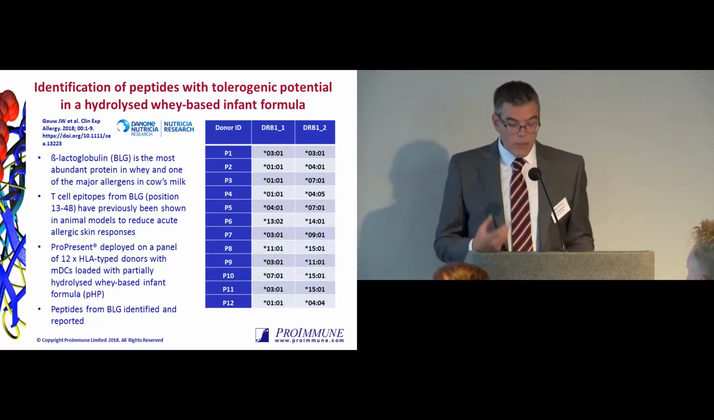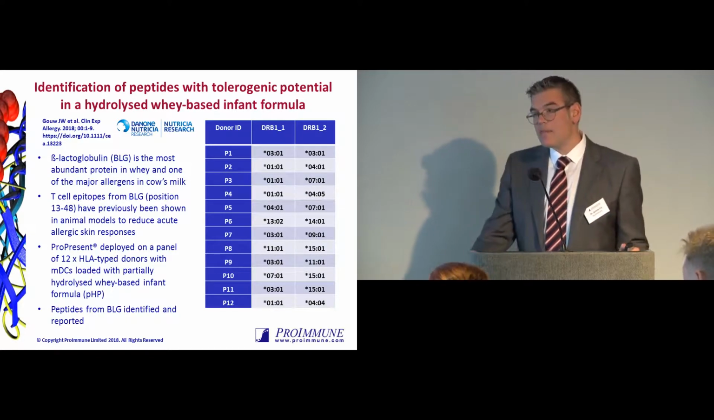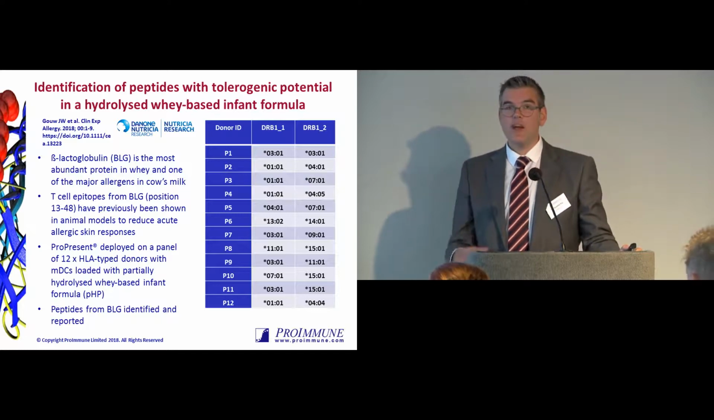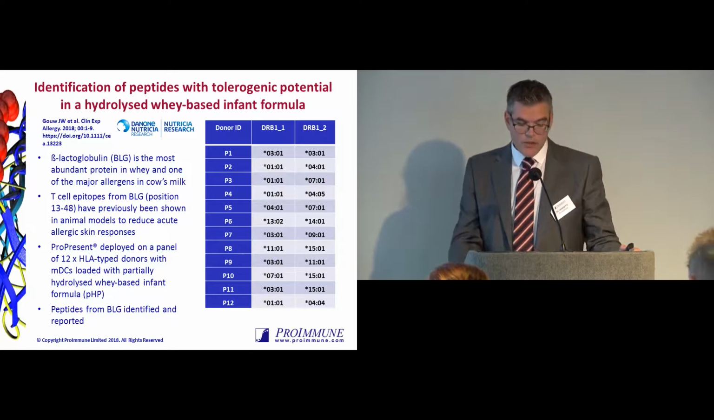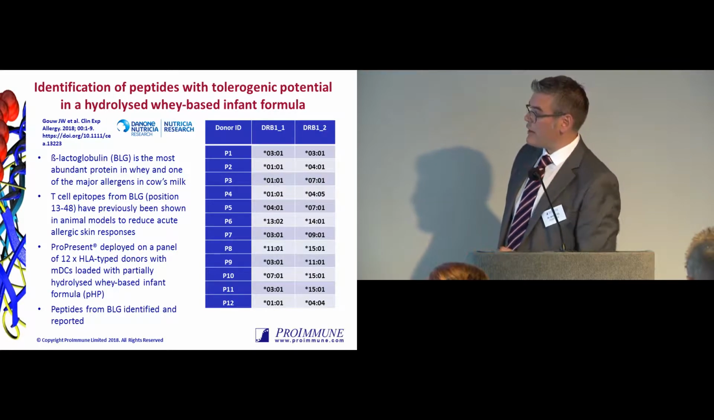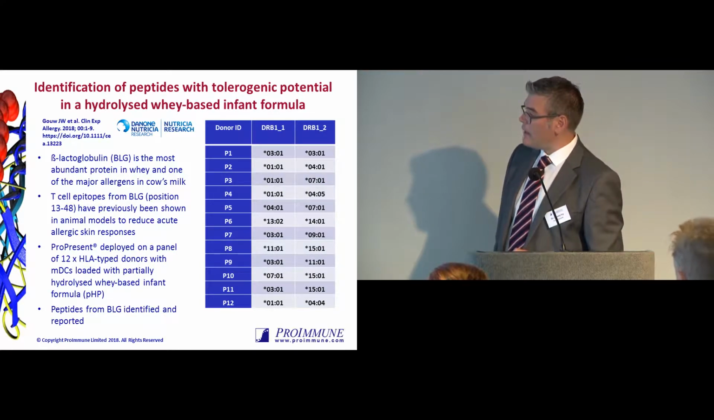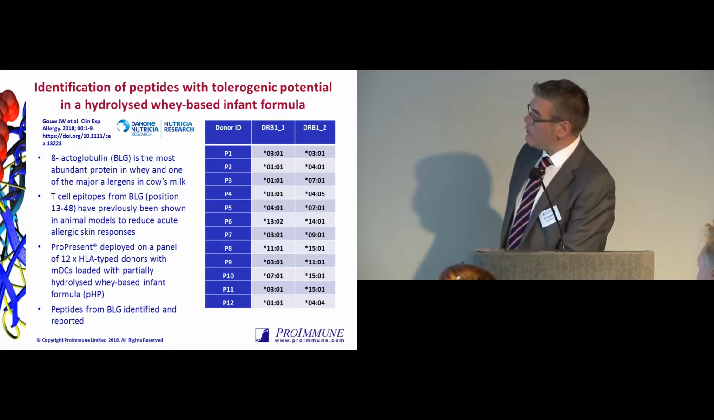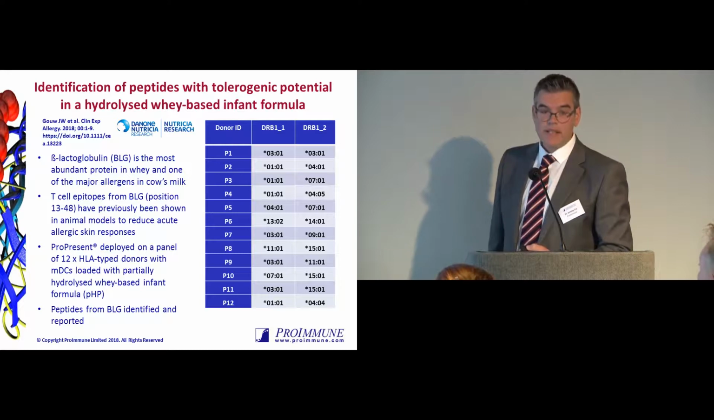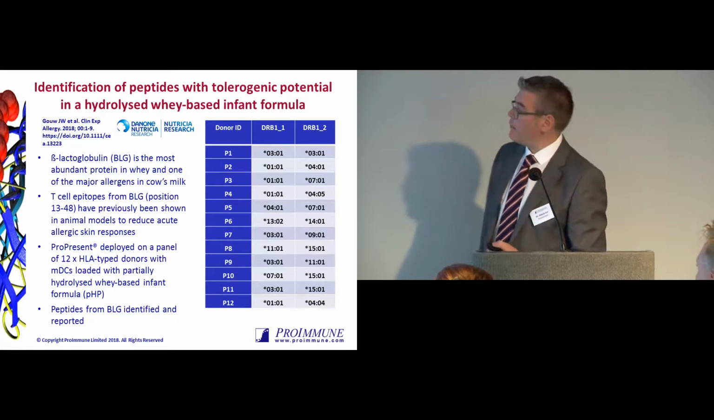But what they wanted to do is to look at hydrolyzed milk formula protein to see which peptides from that protein were being presented. So we performed ProPresent on a panel of 12 HLA-typed donors. And this is focusing on HLA-DR in the first instance here. And what we were able to do is to identify peptides from beta-lactoglobulin as part of the project.